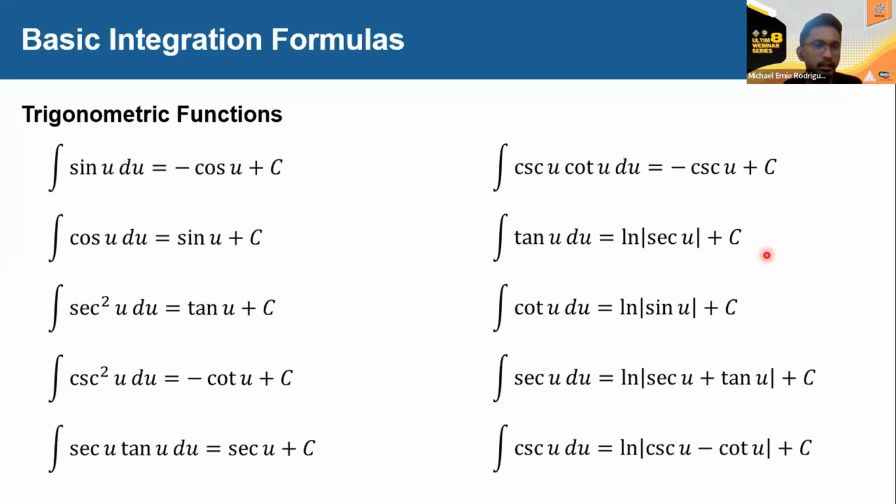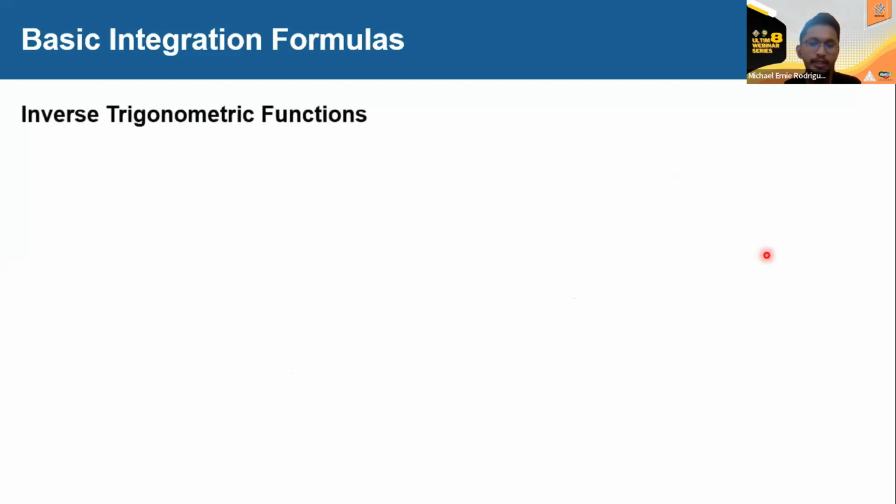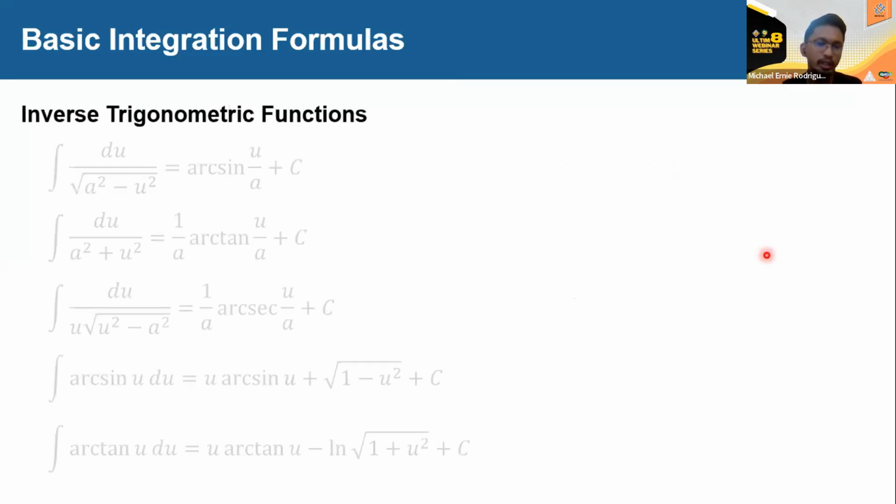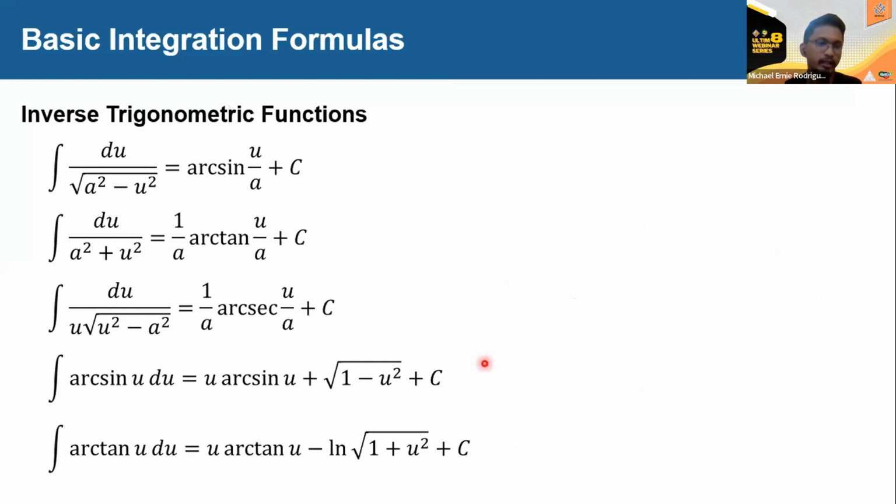And then, inverse naman tayo. So, inverse trigonometric functions. Okay, so we have 5 formulas in here. Okay. So, the integral of du over square root of a squared minus u squared, that is arc sine of u over a plus c. So, dito sa mga formulas natin, yung a is constant yan. Okay. And then, integral of du over a squared plus u squared, that is 1 over a, then arctangent of u over a plus c.